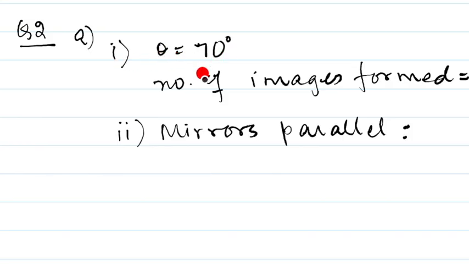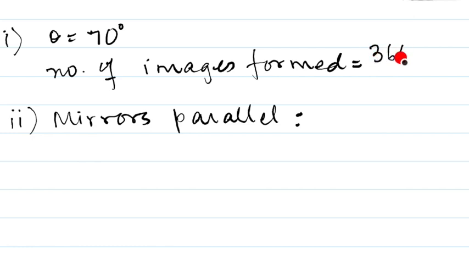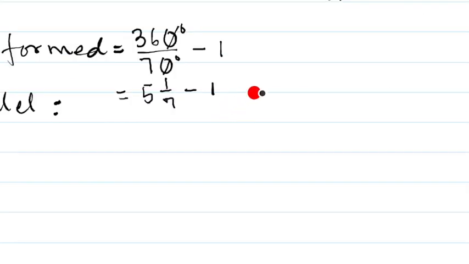If theta is 70 degrees, the number of images formed are going to be 360 degrees upon theta, that is 70, and you have to subtract 1 from that. So that will give us 5 1/7 minus 1, and so it is going to be 4 1/7. Now are we going to get 4 1/7 images? No. So you will say therefore 4 images.